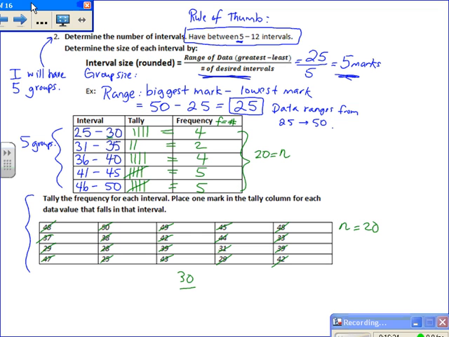Okay, so what I actually have here, it's a little bit easier to look at now. What I can see is that 4 students had scores in the lower range, 25 to 30. 2 students scored between 31 and 35. 4 students scored between 36 and 40. 5 students scored between 41 to 45, and 5 students scored in the highest range, which was 46 to 50. So it gives us a little bit better picture of how our data is spread out without looking at so many values. So this is how we set up a data table, or a frequency table.